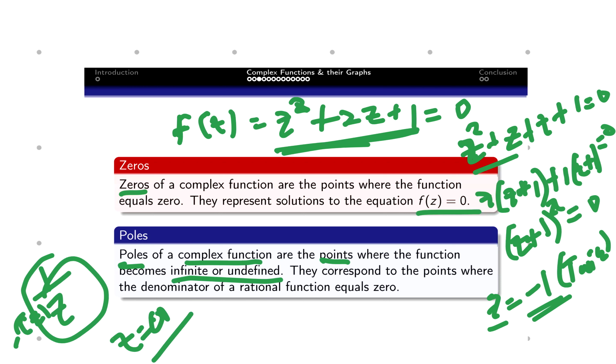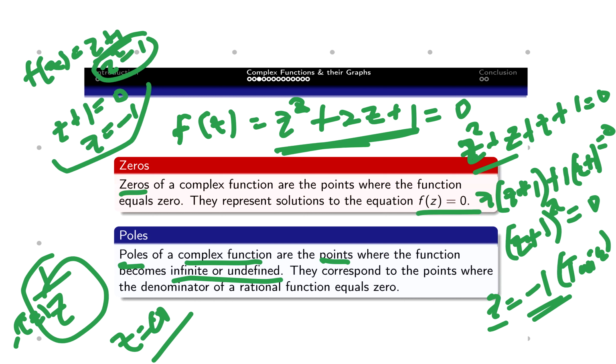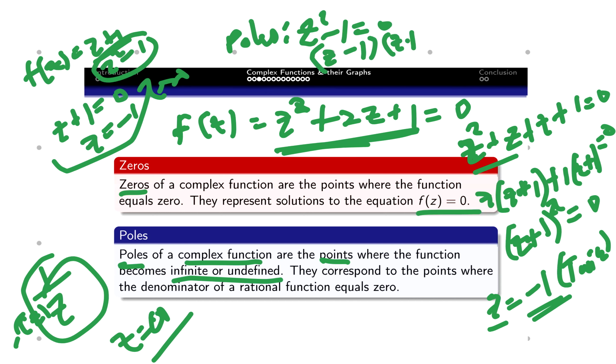So they correspond to the points where the denominator of a rational function equals 0. In the same way, if you have, say, f of z equals z plus 1 over z squared minus 1, to find the zeros of this function, you just equate z plus 1 equals 0. So the zero of the function is minus 1. On the other hand, to find the poles of the function, you equate the denominator, z squared minus 1, to 0. Here, you're going to get z minus 1 into z plus 1 equals 0. That means you have 1 and minus 1 as the poles of this expression.